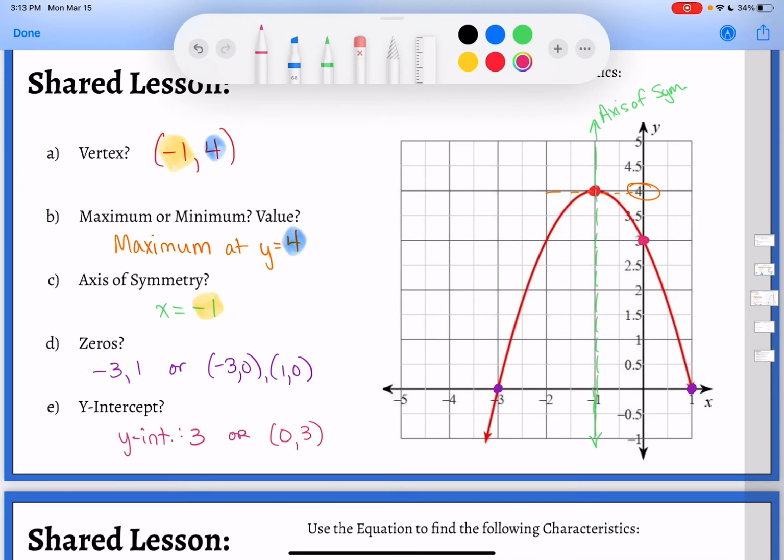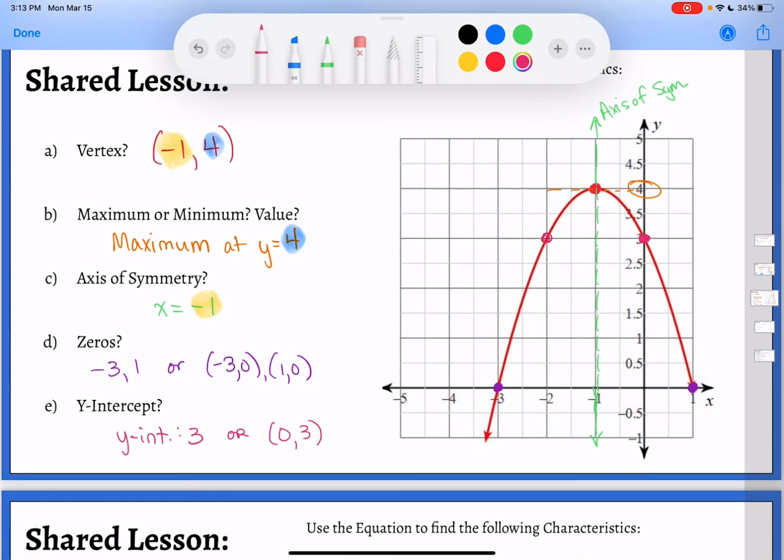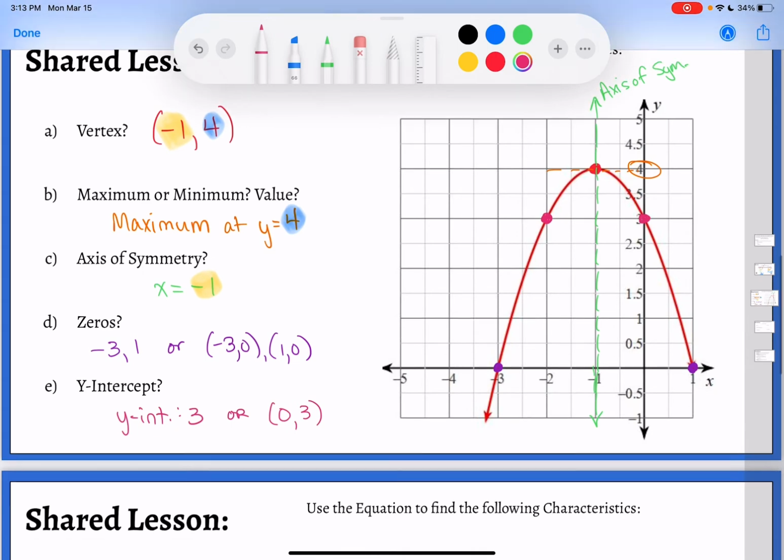If I knew the vertex, well, that's my turning point. If I know my axis of symmetry, that means that any points I have on one side would be reflected on the other. So I could even get another point by reflecting that y-intercept onto the other side of that axis of symmetry. Now look at all those points. You should be able to draw that parabola really quickly and easily just by finding those. That's where we're heading in the next part of the unit.